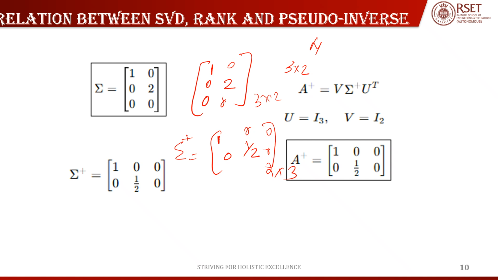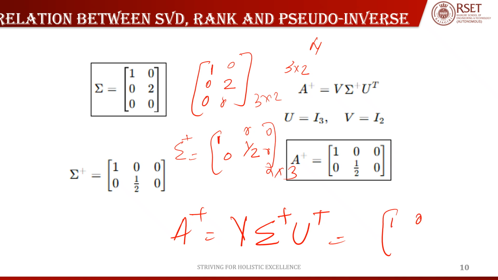Okay, and what is your pseudo inverse? A plus is equal to V sigma plus U transpose. But U was a 3 by 3 identity matrix, so U transpose is the identity, and V was also an identity matrix, so this will basically be equal to your sigma plus. So your pseudo inverse A plus is equal to 1 0 0, 0 1 by 2 0. This is your pseudo inverse.